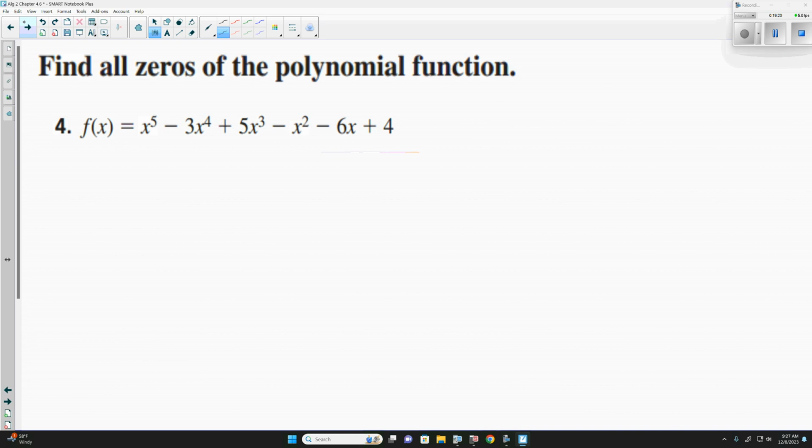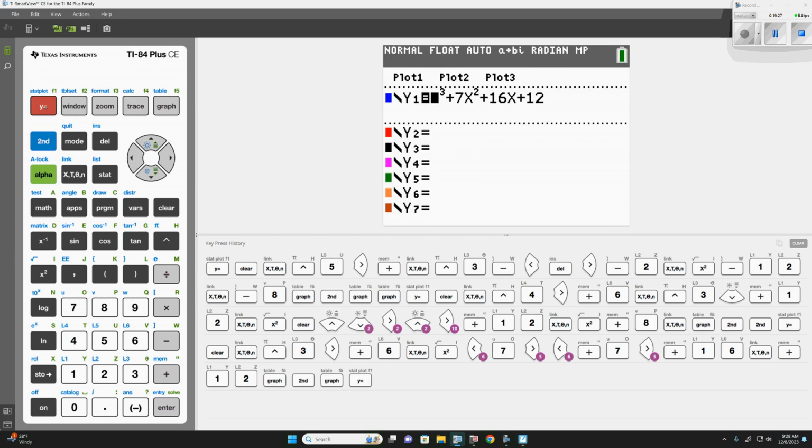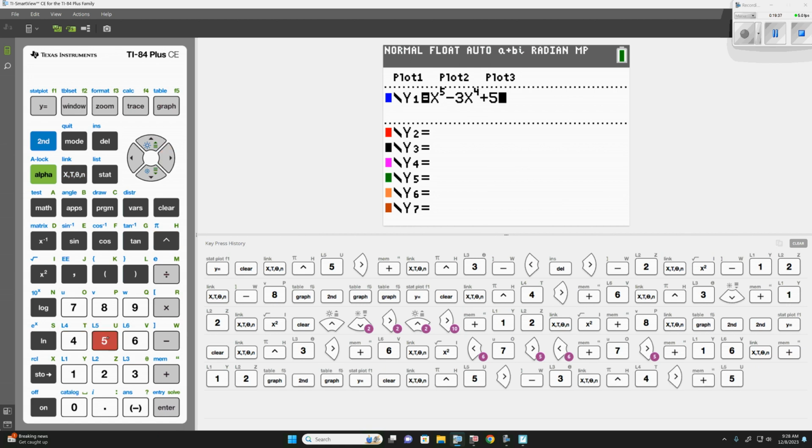Let's look at this one here. y equals x to the 5th minus 3x to the 4th plus 5x to the 3rd minus x squared minus 6x plus 4.